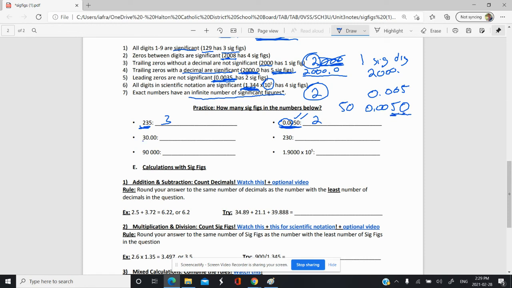Over here we have 30. Normally that would be one significant figure, but we put our decimal place and we added zeros after. So each of these are all significant now. So we have 1, 2, 3, 4 significant figures. Here we have 230. There's no decimal, so really only our first two numbers are significant. So we have two significant digits there.